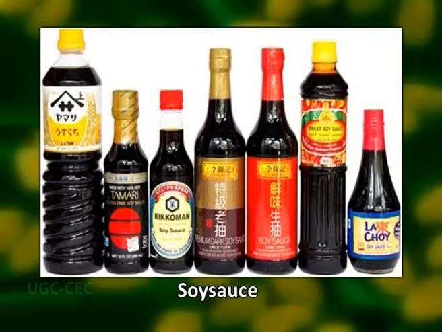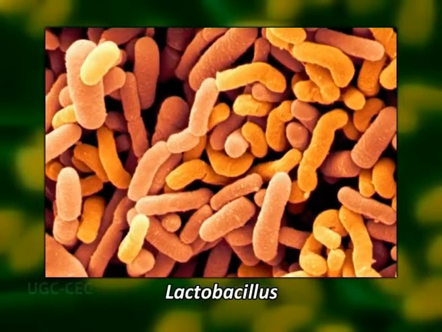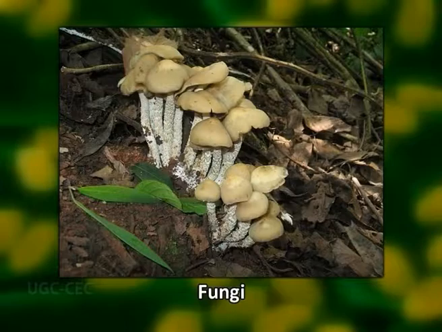Soy sauce is obtained from fermentation of soybean and rice mixture by bacteria such as Lactobacillus and some fungi. Sausages, which are special meat products, are also obtained through the activity of bacteria on meat.